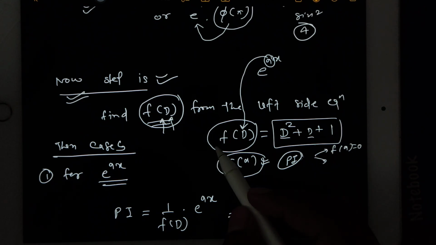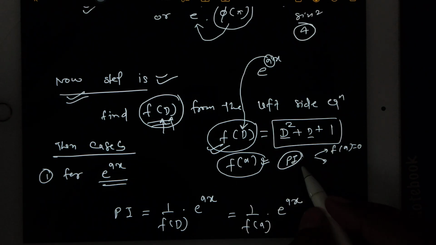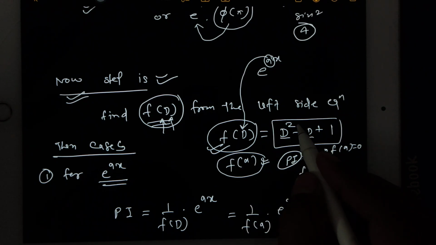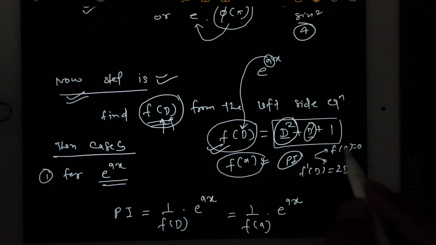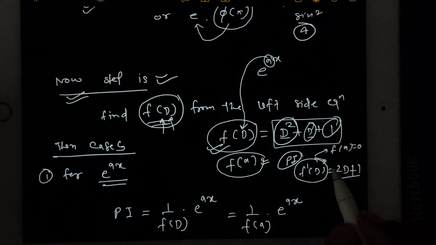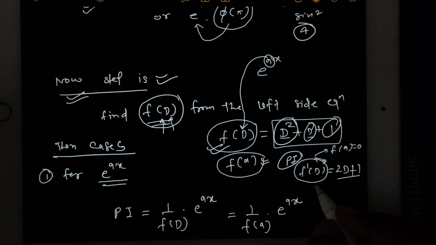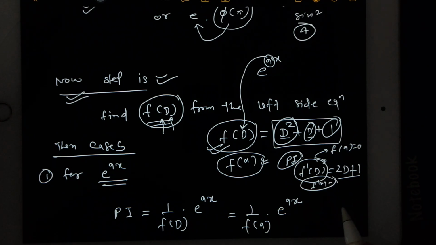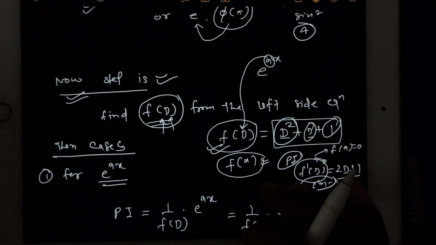In that case, this FD you will differentiate one time and you will get F dash D. Differentiate this, it will come 2D. Differentiate this D, it will come 1 plus 1. Okay. And this one will be 0. So 2D plus 1. Now in this F dash D, you have to substitute your A value, meaning F dash A. And then this will help you to calculate PI. So let's see how it is working.